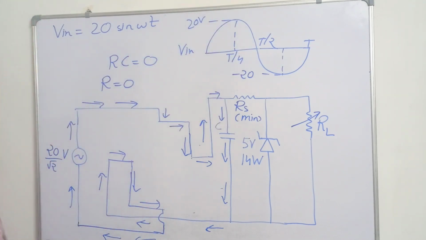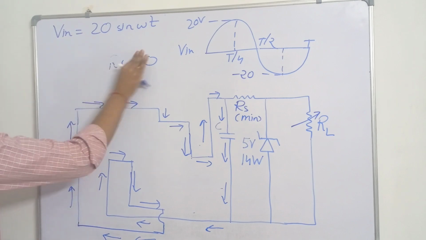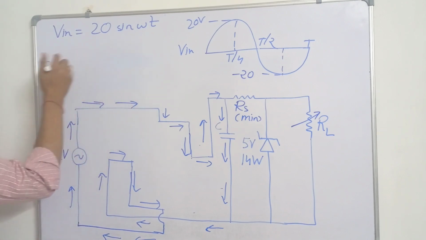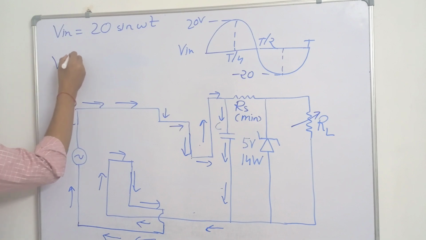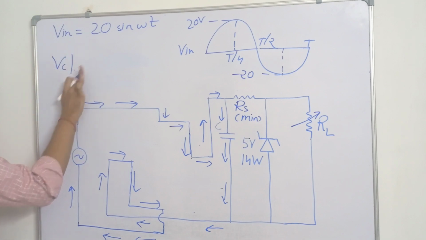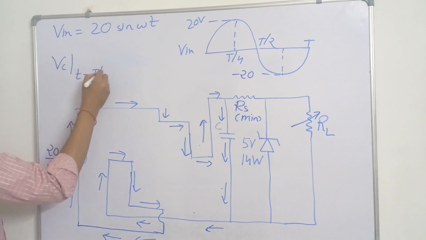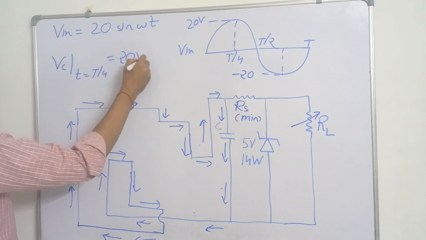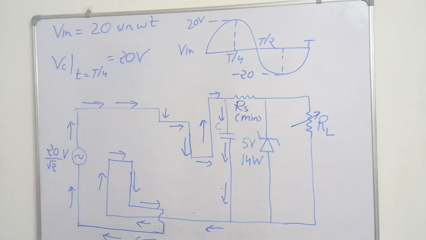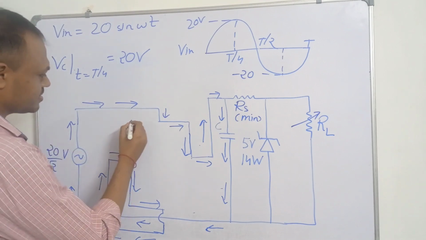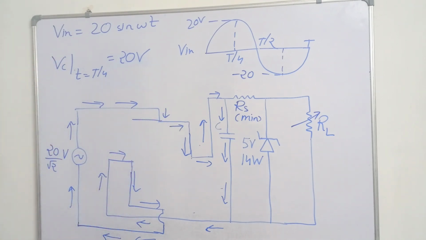So at T by 4, the capacitor voltage will be equal to 20 volt. The capacitor voltage at time T equal to T by 4 will be equal to 20 volt. Now let's again draw the diodes and we will see what happens after time T by 4.